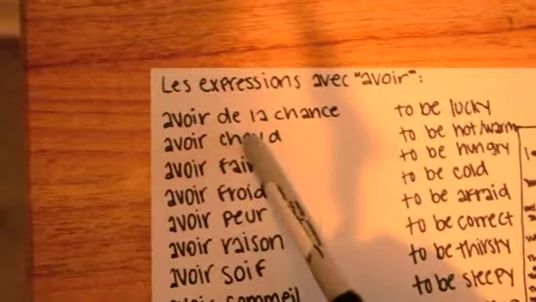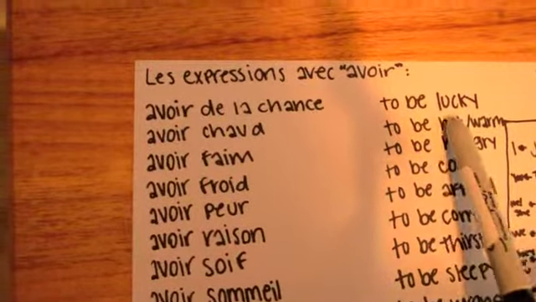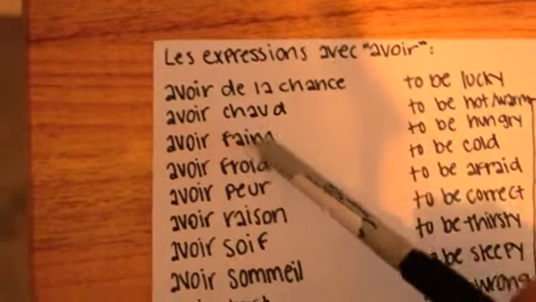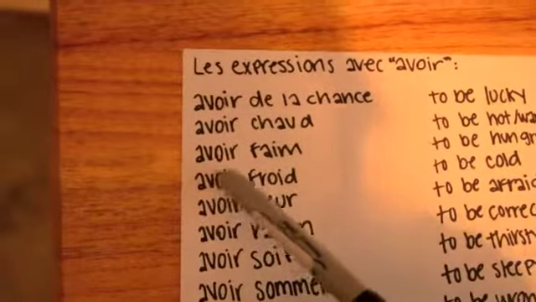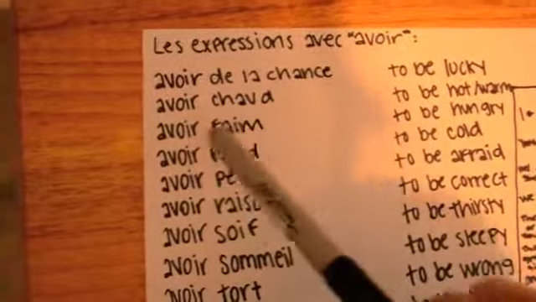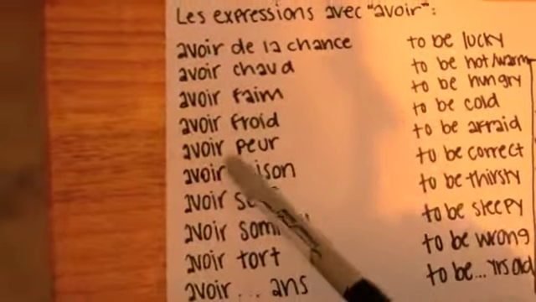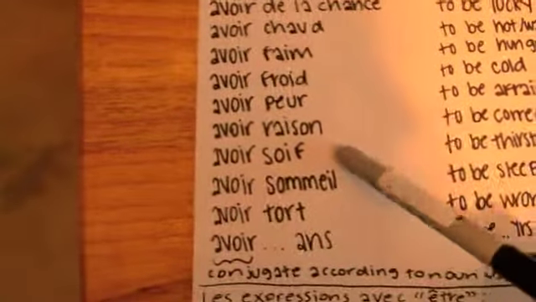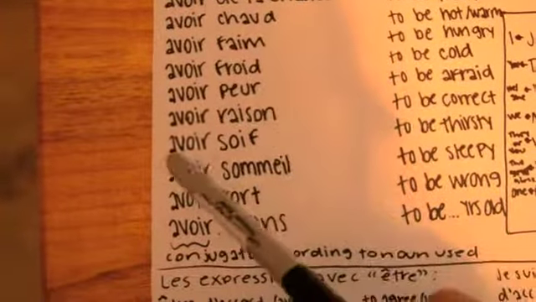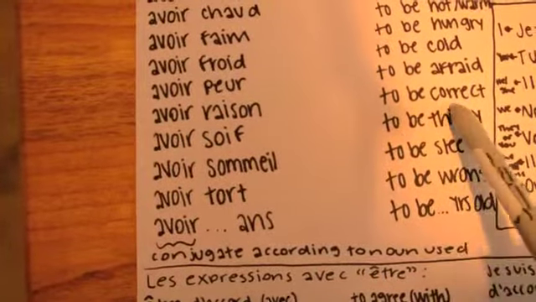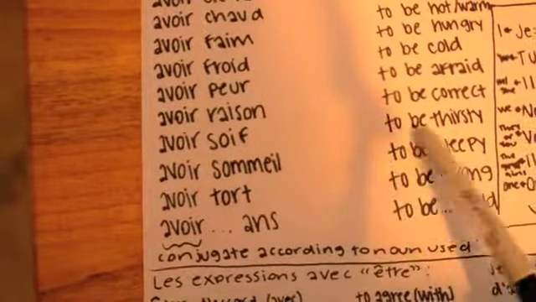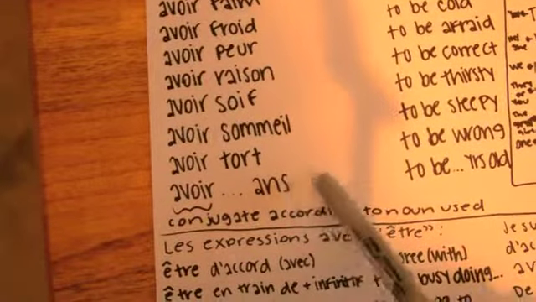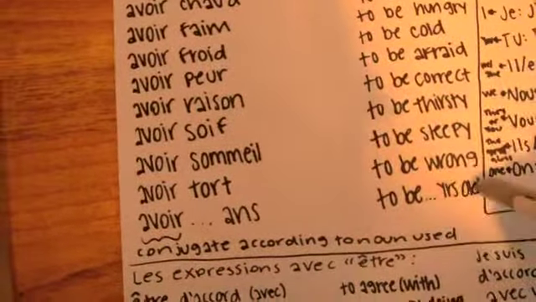The next one is avoir chaud. This is to be hot or warm. Literally, it means to have hot, but, like we said, avoir in these idioms means to be. Avoir faim is to be hungry. Avoir froid is to be cold. Avoir peur is to be afraid. Avoir raison, think of it like having reason, is to be correct. Avoir soif is to be thirsty. Avoir sommeil is to be sleepy. Avoir tort is to be wrong. Avoir un an is to be however many years old you are.